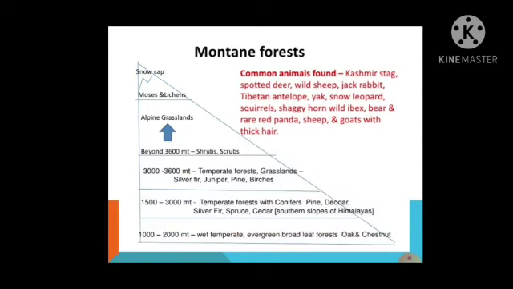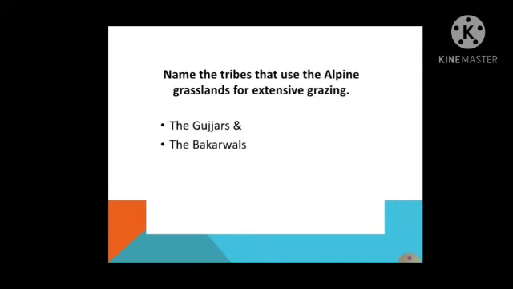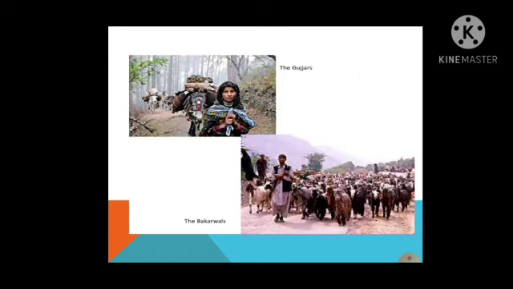The last is the mountain forest. Mountain forests are commonly found in places of higher altitude. Here, mostly the mountains are snow-capped. Then the foothills have quite dense forest. The tribes that use the alpine grassland for extensive grazing are the Gujjars and the Bakarwals. You can see the Gujjars and Bakarwals in the picture.